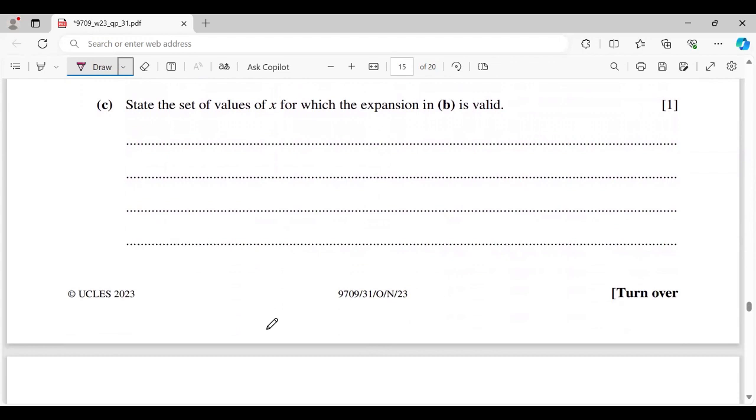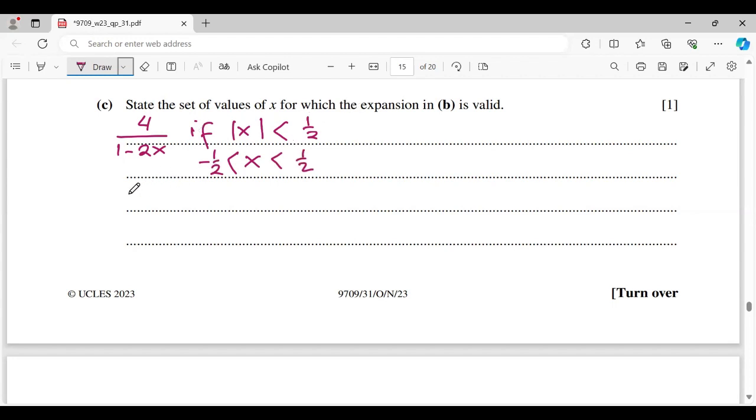C. State the set of values of x for which the expansion in B is valid. Okay, so for 4/(1 minus 2x), if modulus x is less than half, the interval becomes x greater than minus half and less than half.